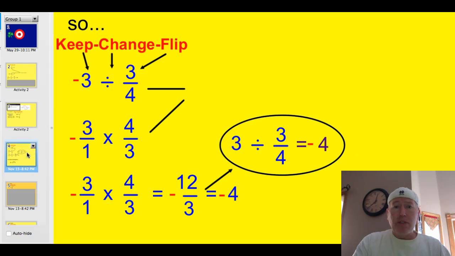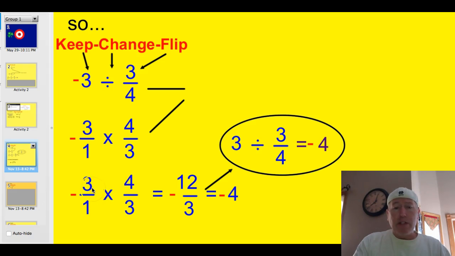Let's do some problems here. So we've got negative 3 divided by 3/4. Well, we're going to keep this one. We're going to change the sign. We're going to flip this fraction. So in the next line, I did that. I kept the 3. I just put it over a 1. I changed the sign, and I flipped it to the reciprocal. Now in the next line, I'm just going to multiply.